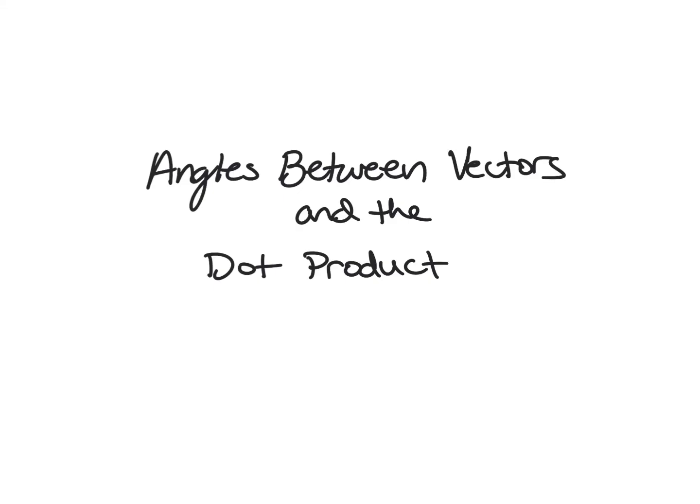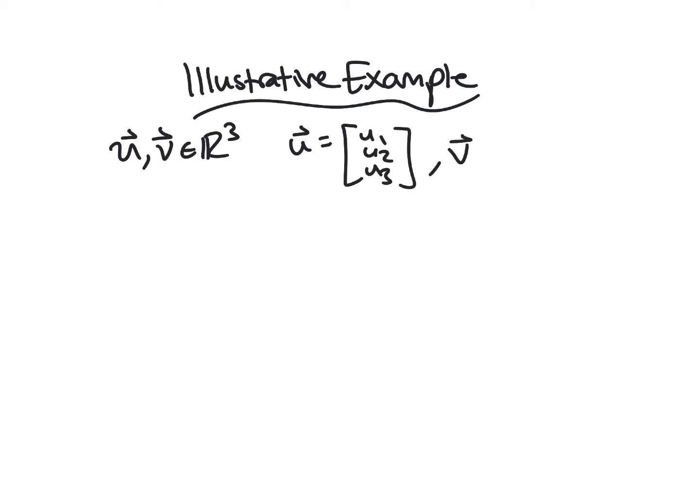Hello everyone. In this video we are going to talk about figuring out the angle between two vectors and the dot product. So we're going to start with what is hopefully an illustrative example here. We're going to work with vectors u and v in R3, and so you can just assume that u looks like u1, u2, u3, and that v looks similar with coordinates v1, v2, and v3.